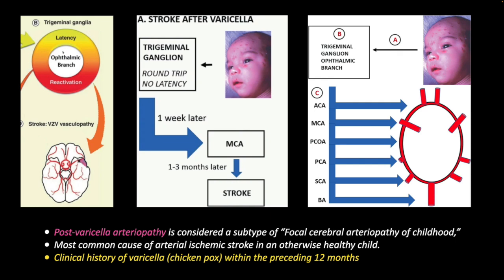The organism can be latent in the trigeminal ganglion, predominantly in the ophthalmic branch, and on reactivation can affect the major vessels, most commonly the middle cerebral artery, but other vessels can also be affected. Usually it's around a latency period of 1 to 3 months, but up to 12 months can also be seen. So most important is clinical history, that when a child presents with stroke, post-varicella arteriopathy is the most common cause of arterial ischemic stroke in an otherwise healthy child. So ask for history of varicella chickenpox in the preceding 12 months of the event.